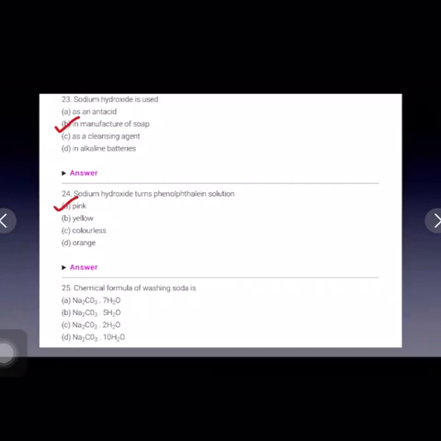Chemical formula for washing soda is, so chemical formula for washing soda is sodium carbonate dot 10 H2O, 10 water molecules, that is water of crystallization.